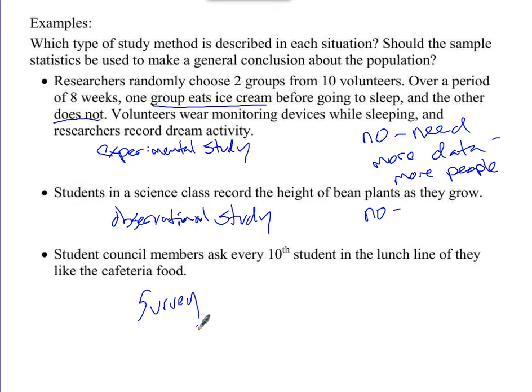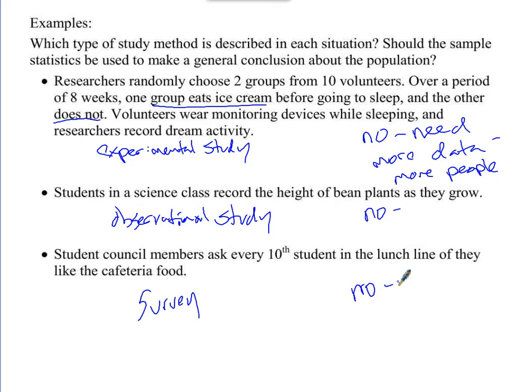Is this going to give us a general conclusion about the population? So the student council is asking every 10th student in the lunch line if they like the cafeteria food. Is this going to give us a good analysis of the entire school? Why not? Good, we have an open campus here.